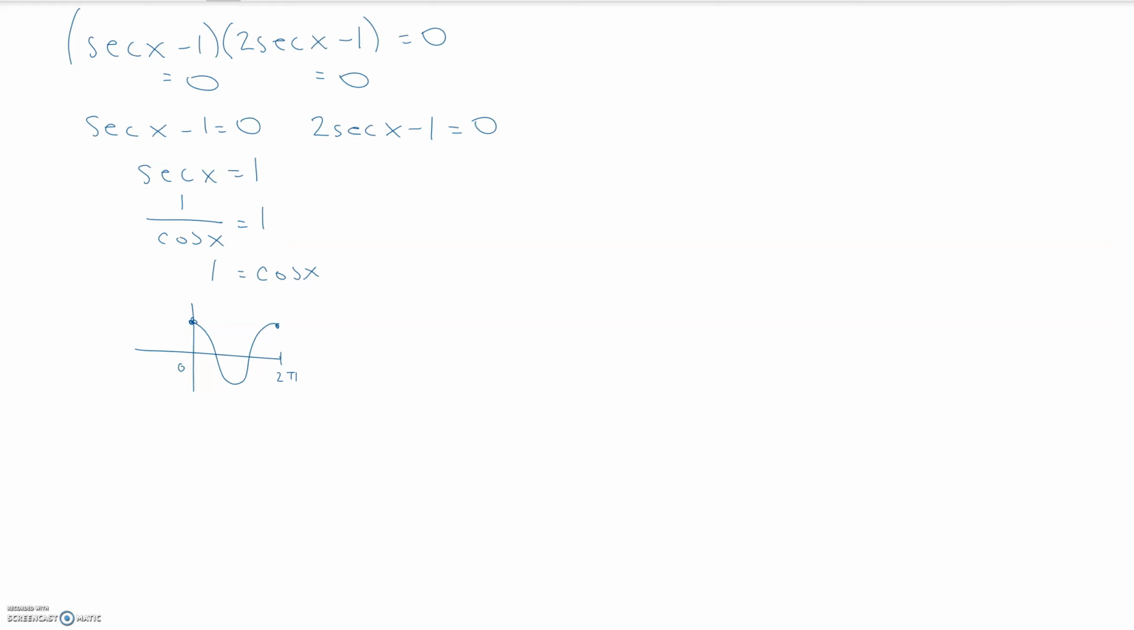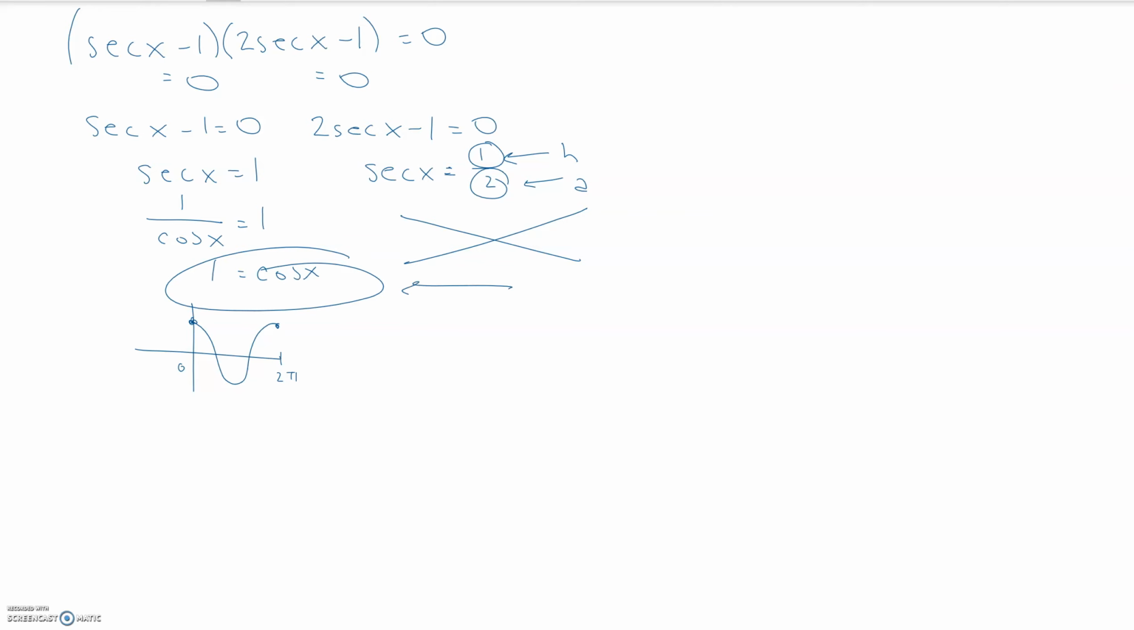Let's take a look at this section over here. I'm going to add 1, divide by 2. I get secant x equals 1/2. Secant is hypotenuse over adjacent. Can I have a triangle that has a hypotenuse of 1 with an adjacent of 2? No, that's not possible. So I'm going to disregard this whole side of the equation, but this side worked. And so this side still lives on. This side still solves the problem for us.